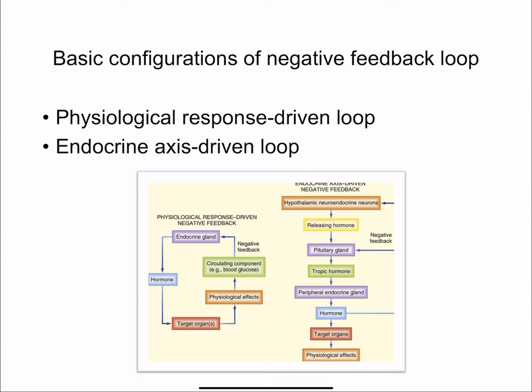And so basically this is the example I just gave to you, where the physiological response is what negates the secretion of the hormone. So after the hormone stimulates a physiological response, a change in physiology will negate the production of the hormone. And you can see that right here. So the endocrine gland produces the hormone, targets the organ, stimulates a physiological effect such as blood glucose levels, and the blood glucose levels will lead to a negative feedback on the endocrine gland. This is a physiological response driven loop.